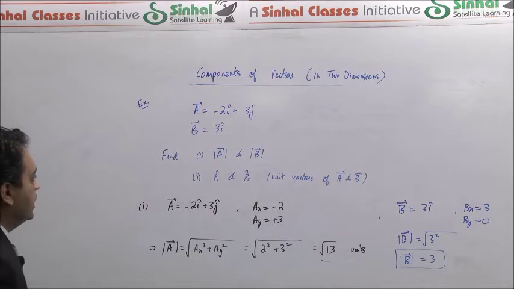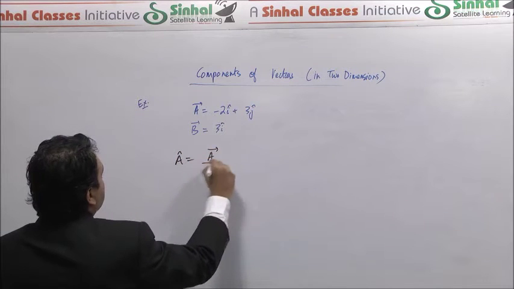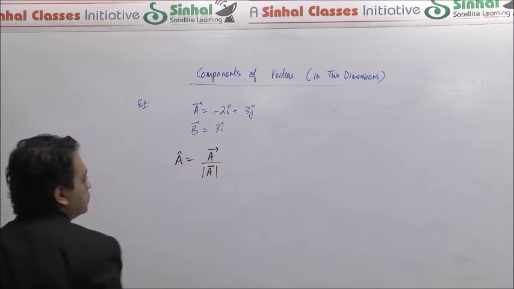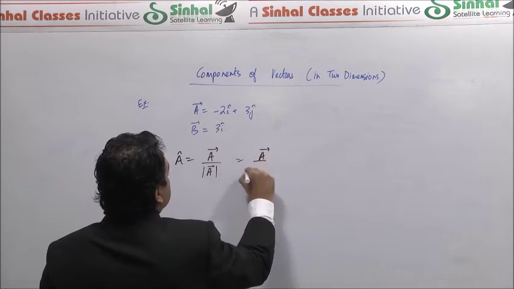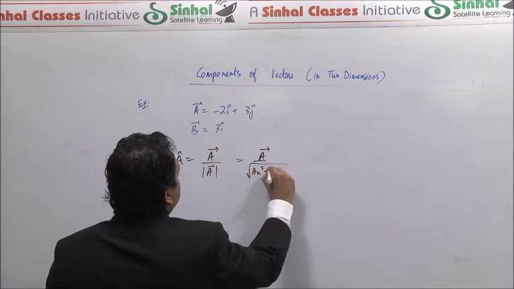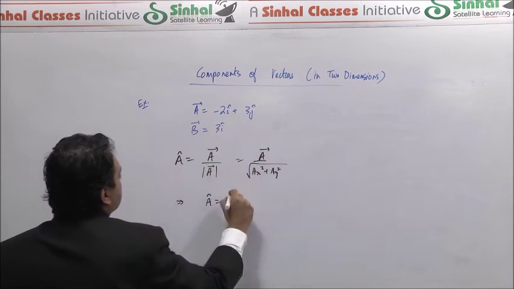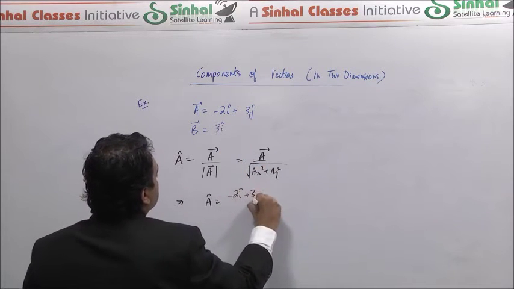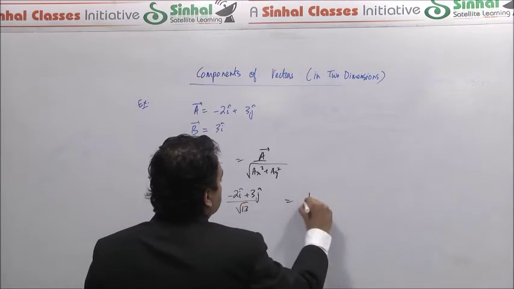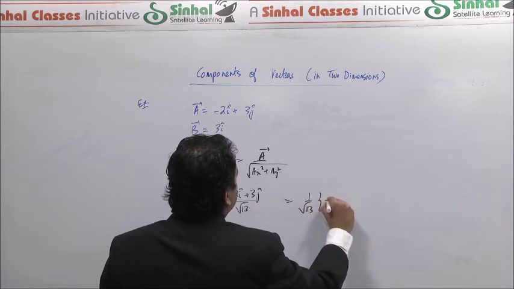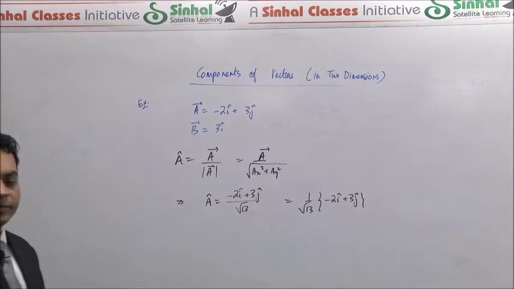Alright, so that's done. Next, let us look at the unit vector of the vector A, which would be defined as the vector A divided by its magnitude. That's how we have defined the unit vector earlier. So that would be nothing but the vector A divided by square root of ax square plus ay square. So that reduces now to this vector, which is minus 2i cap plus 3j cap divided by square root of 13. So we can also express it as 1 by root 13 into minus 2i cap plus 3j cap. Does that make sense, right?